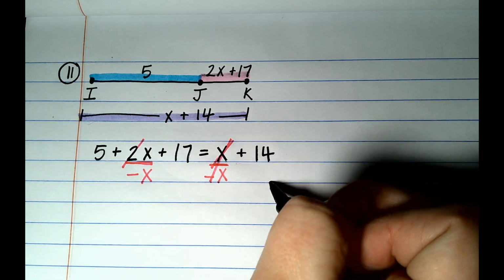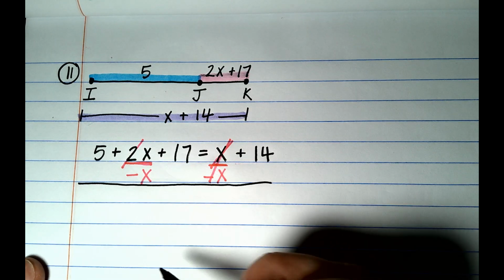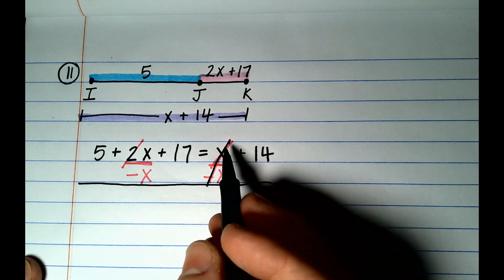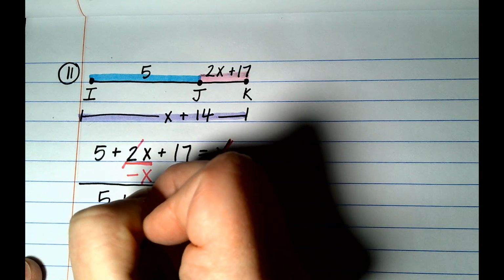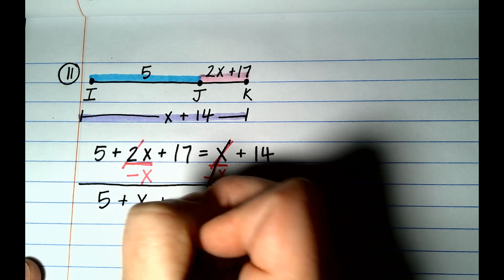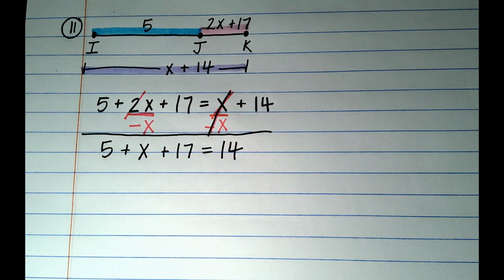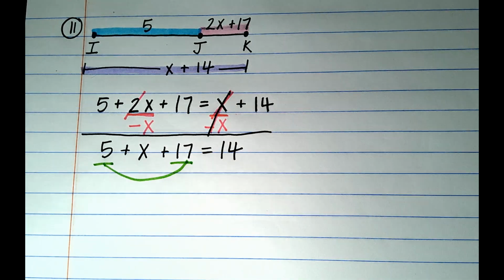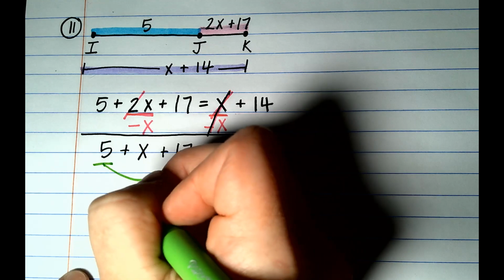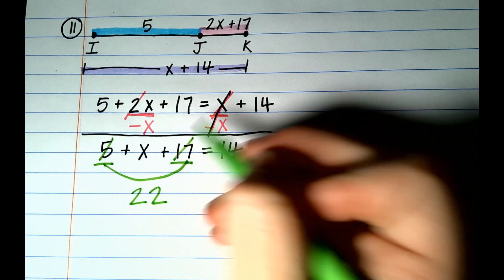Okay, so let's see. You guys see what just happened there? I did minus x on both sides, and then I'll just bring everything down. Now I have 5 plus x plus 17 equals 14. Do I have any more like terms? Yeah, the 5 and the 17. 22. Cross those off.